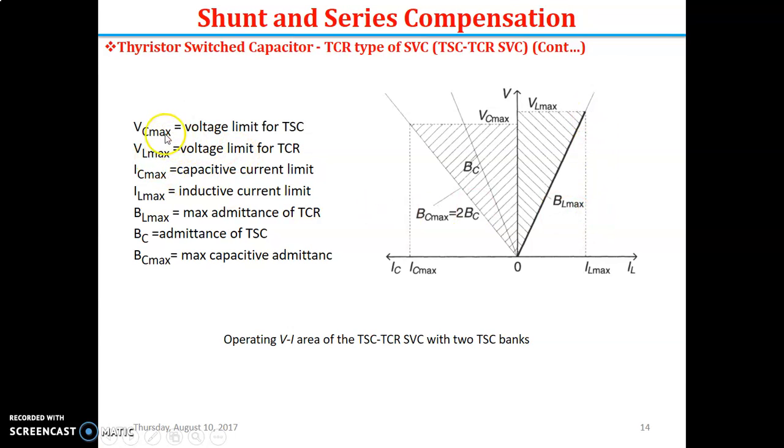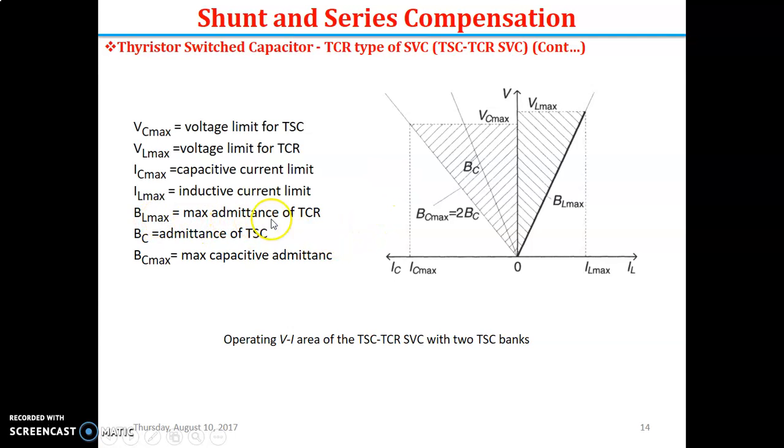Now we will see that VC max is the voltage limit for the TSC. This VC max is slightly below the VL max, because VL max we have to keep somewhat larger than the VC max to avoid the short circuit or circulating current. Now VL max is the voltage limit of this TCR. IC max is the capacitive current limit. So IC max may be equal to 2 IC or it may be 3 IC depending on the number of TSC units. So for 2 TSC units, IC max will be equal to 2 IC.